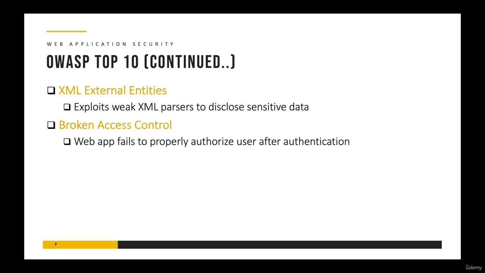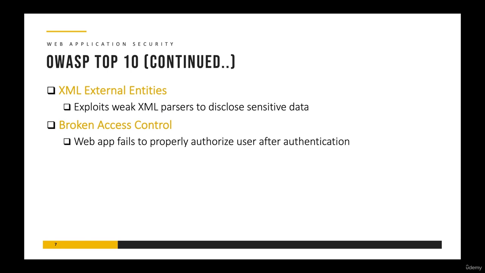The next is broken access control. In this vulnerability, web applications basically fail to properly authorize the user after authentication. So the main difference between authentication and authorization is that authentication basically means that you provide your username and password and then you are authenticated, whether you're allowed to log in or access the system or not. Authorization comes after authentication, and it basically means what actions a user can perform.